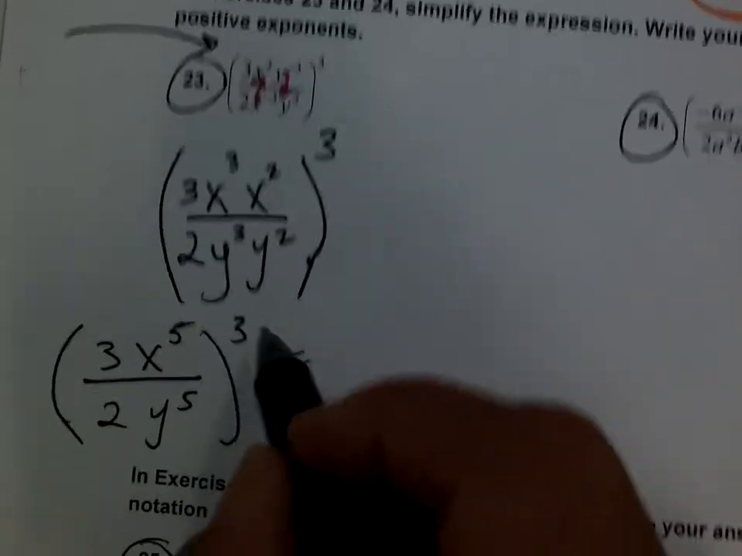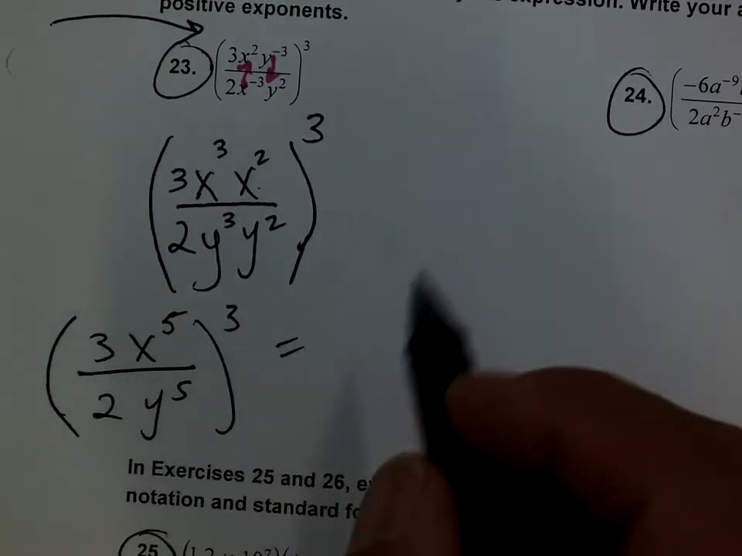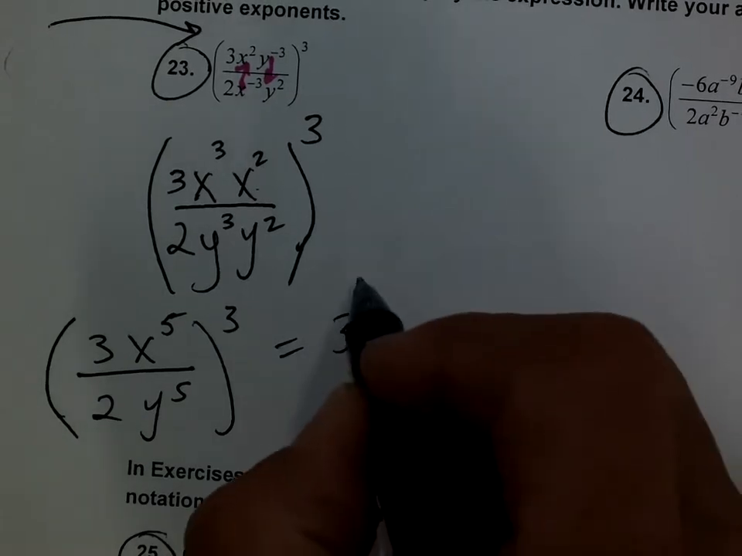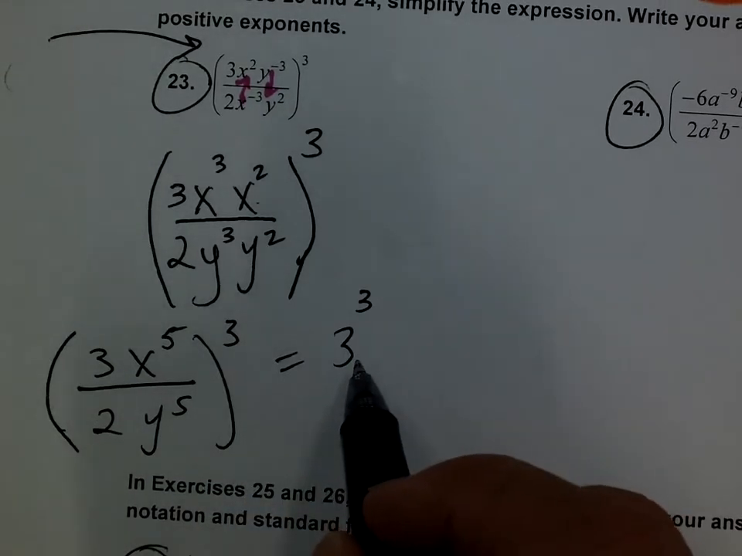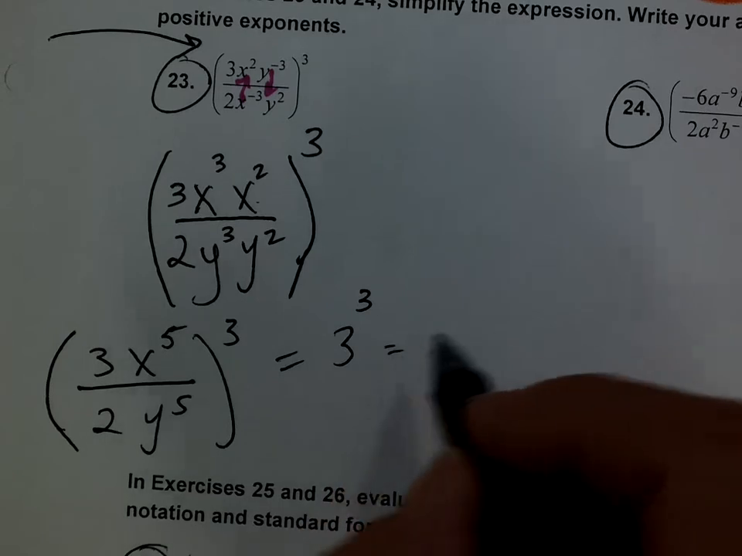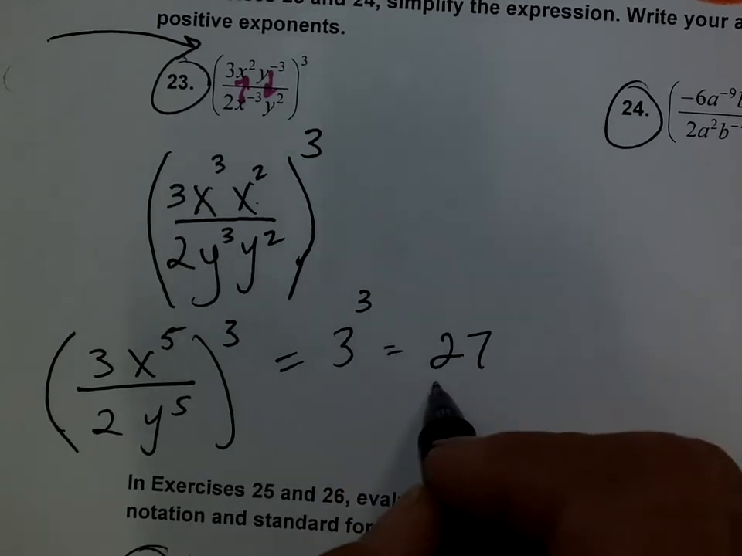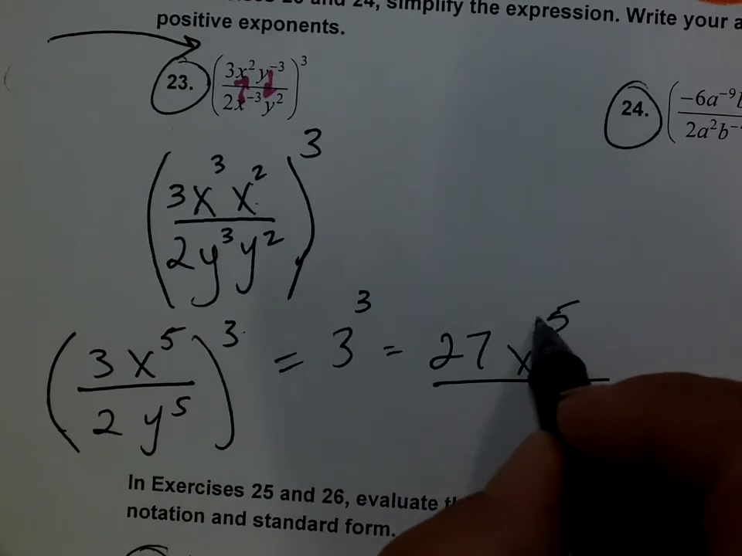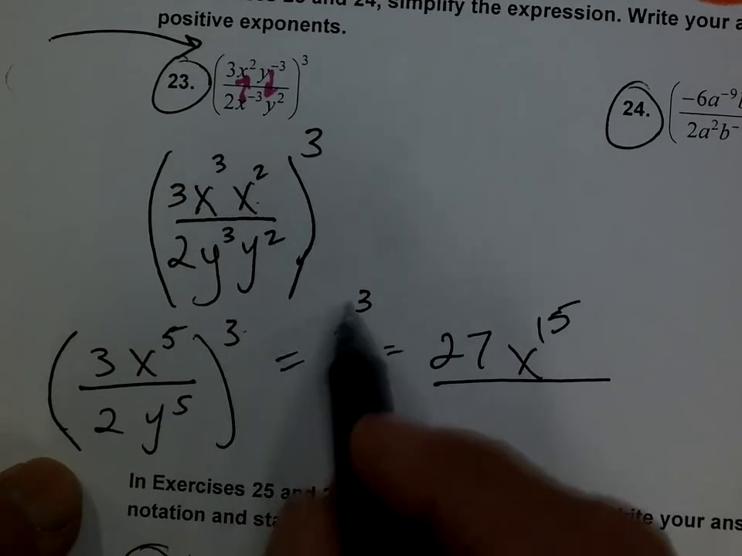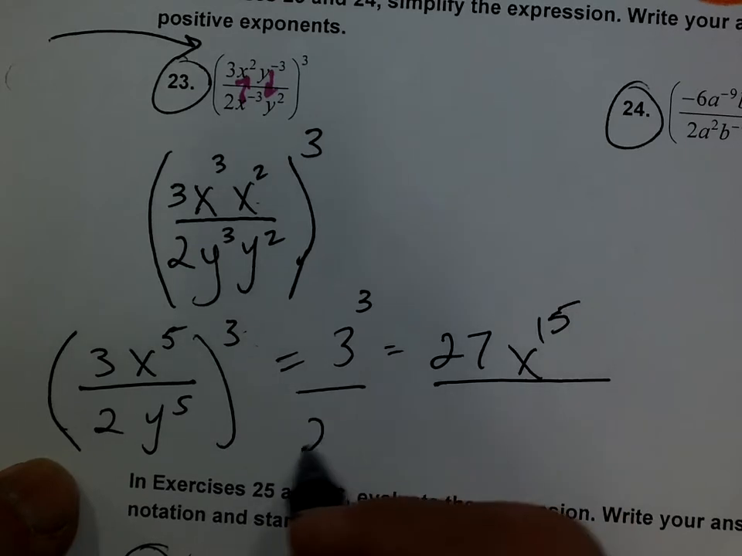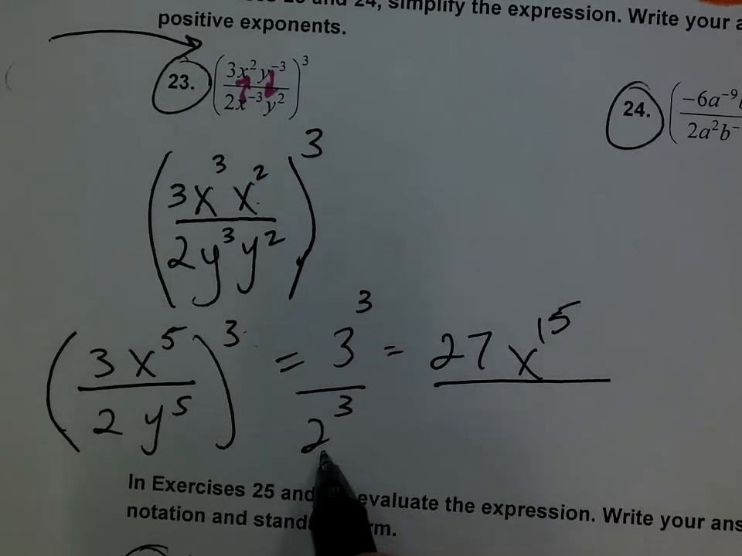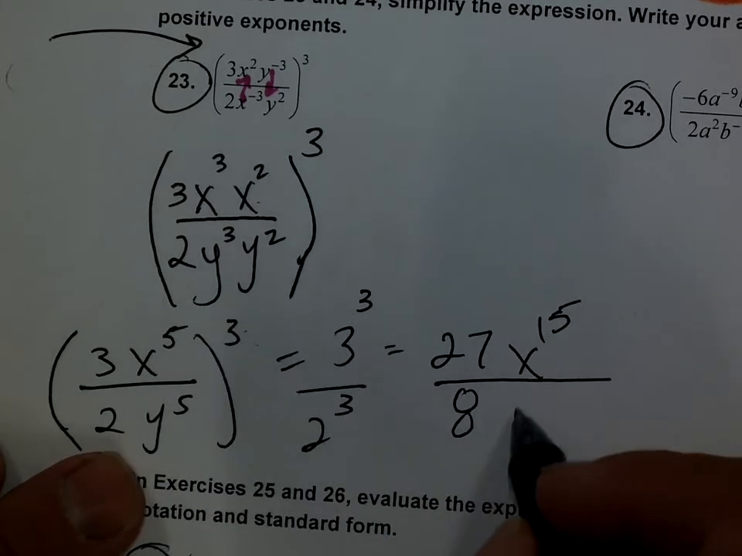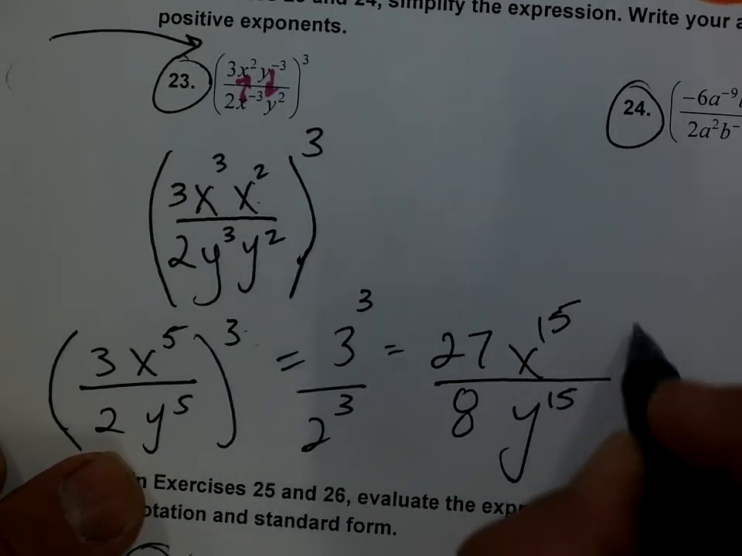Now I can apply the exponent, okay? Now this is 3 to the 3rd. This is 3 to the 3rd. So 3 to the 3rd is 3 times 3 times 3, which is 27. X to the 15th, because you multiply exponents. This is 2 to the 3rd, which is 2 times 2 times 2, which is 8. Y to the 15th. There you have it.